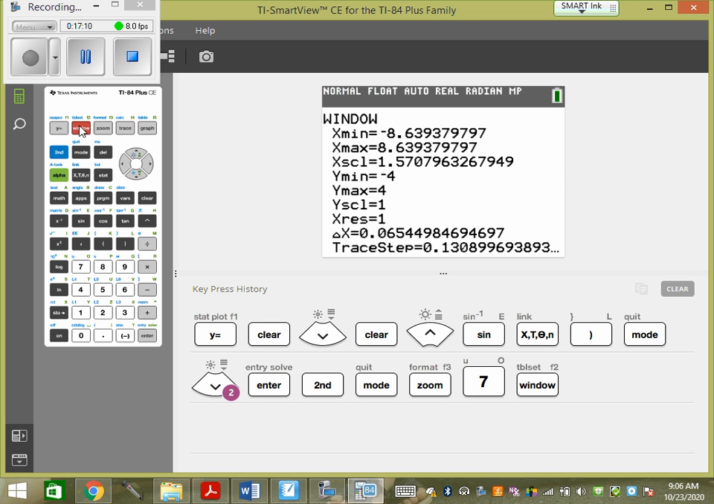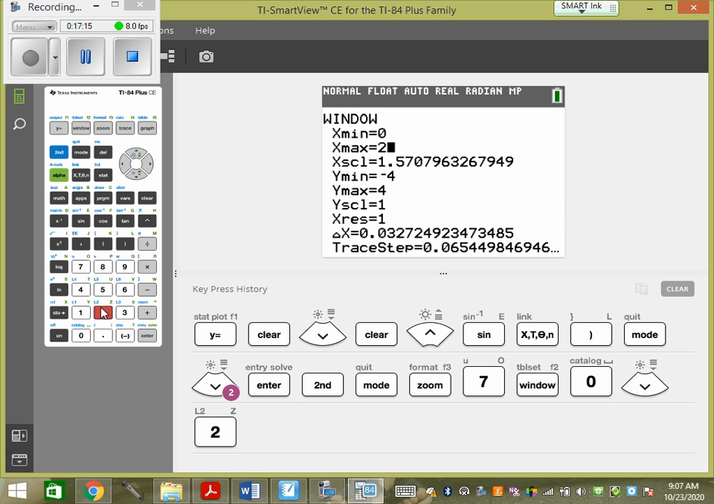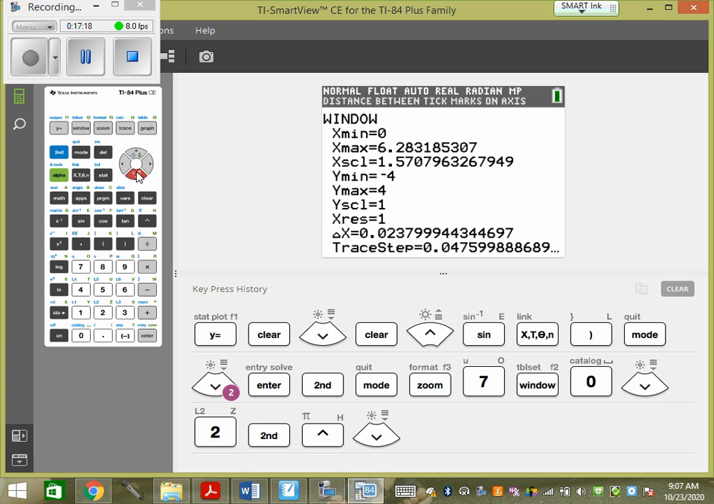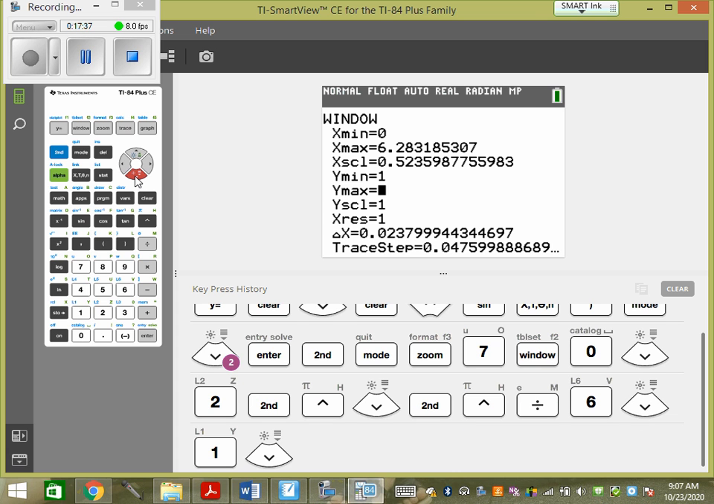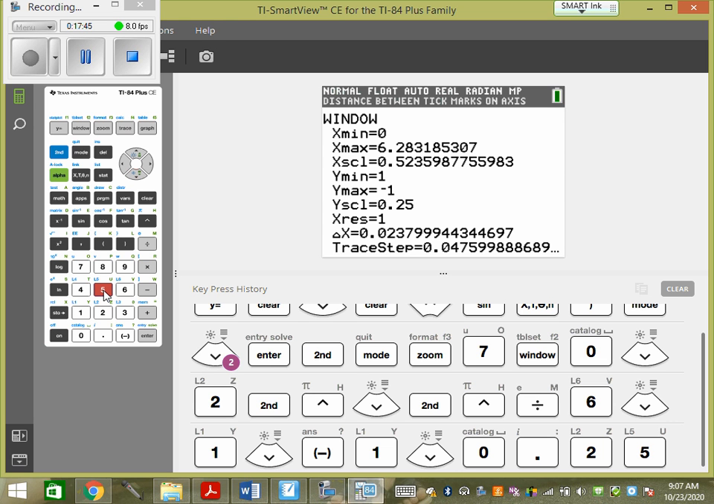Okay? So my x-min started at 0, so I'm going to put 0 here. My x-max was 2 pi, which I'm going to put there. What was my scale? What was each little tick worth? We figured it out. It was pi over 6. What did I make my y max be? 1. And my y min I made be negative 1. And how much was each tick worth? 0.25. And the resolution, don't worry about that. Don't touch it. Don't worry about that either.